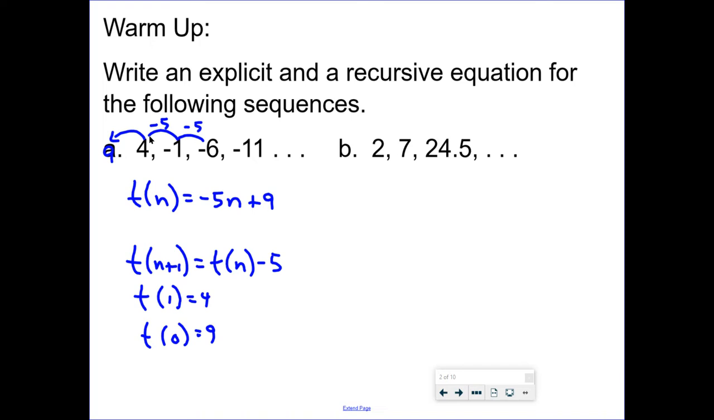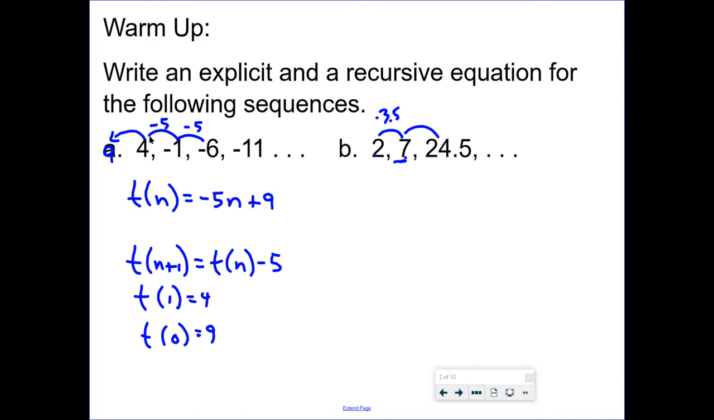Now let's go to the next one here. You look at it and you might say, okay, 2 to 7 and then 7 to 24 and a half. Well, I'm not adding the same thing, so I'm probably multiplying. So it's probably a geometric sequence. 2 times what gives me 7? Hopefully you know that, but if not, you can always divide the second number by the first number, and you should see that you're multiplying by 3.5. If you do that again, you should get 24.5, okay?